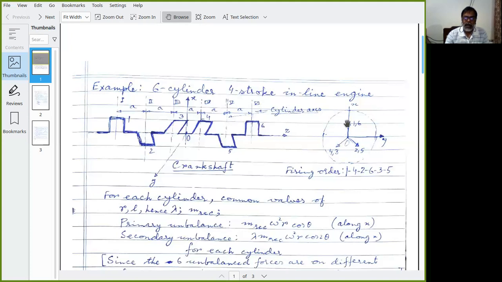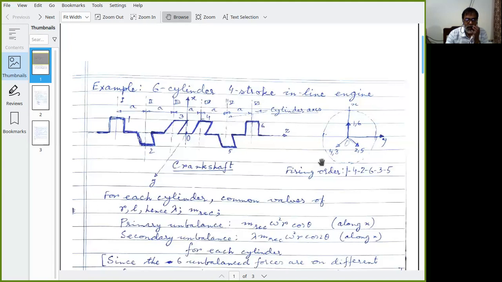Then 4 fires, and then 2 will fire, and then what else can be done next in the next crank rotation in that order? 6, 5, 5. So this is the firing order.